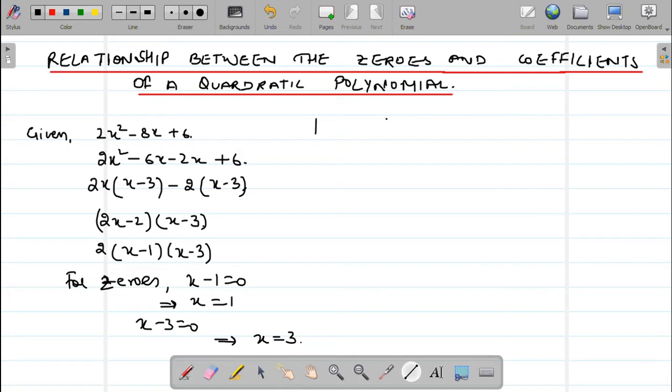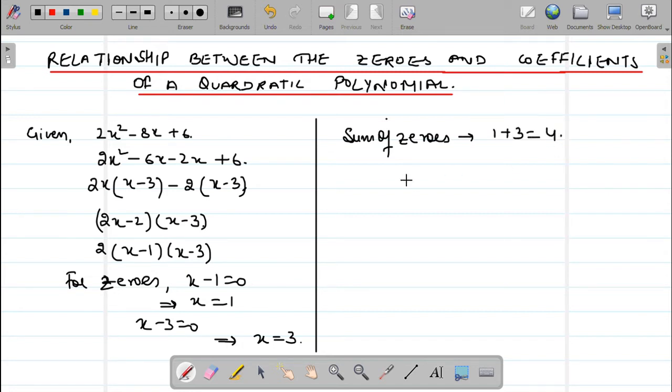If I simply use these two zeros and find out the sum of zeros and the product of zeros. So sum of zeros will be, right now I have 1 and 3 as zeros, so 1 plus 3, that is 4. And product of zeros is given by 1 multiplied by 3, that is 3.